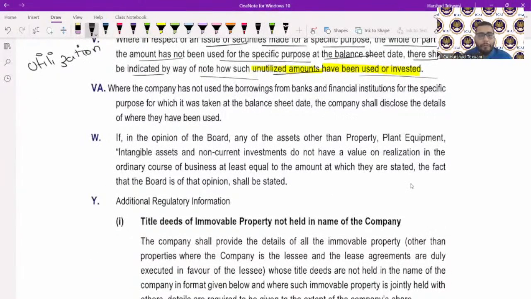Then, where the company has not used the borrowings from the banks and financial institutions for the specific purpose for which they were taken at the balance sheet date, then disclose the details of where they have been used. If the company has not used the borrowings for that purpose, the company shall disclose the details of where they have been used.